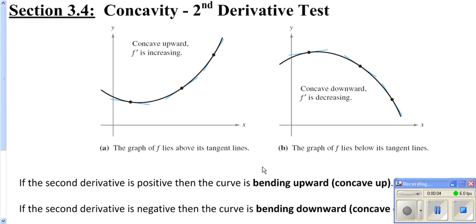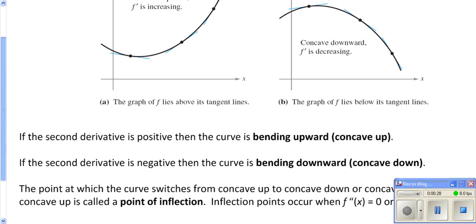Second derivative test. If the second derivative is positive, then it's concave up. When you are concave up, your tangent lines are always underneath your curve. Also, if your second derivative is negative, then you are concave down. In those situations, your tangent line to your curve is always above your curve.